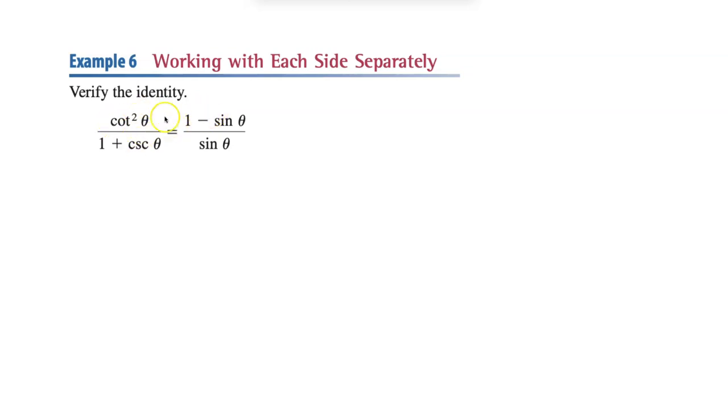Oh, this one looks disgusting, but let's go. So I had to think about this one for a second. I was like, what's the best way to approach it? And I think I'm going to go with the fact that this right here is squared. We're going to use the identity.